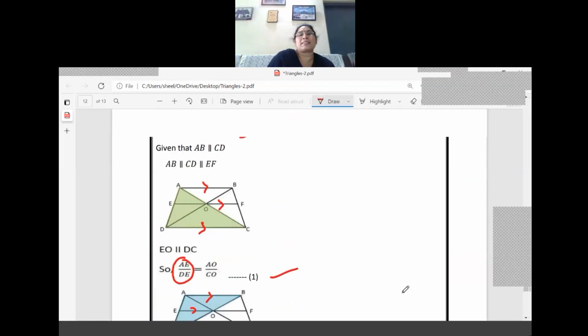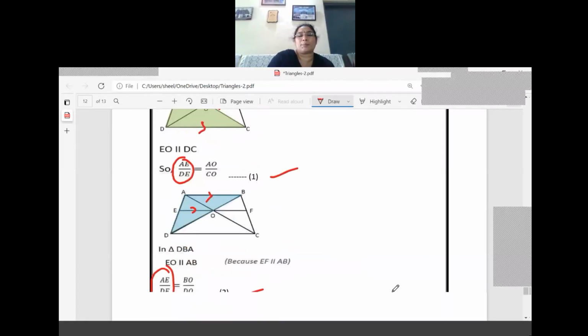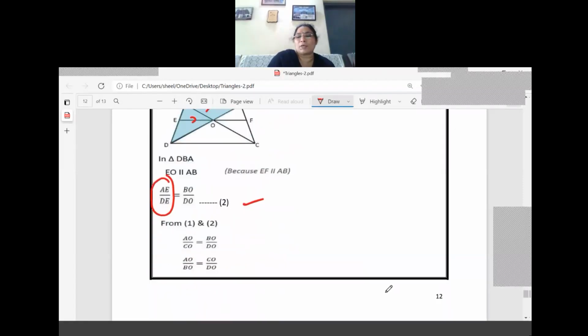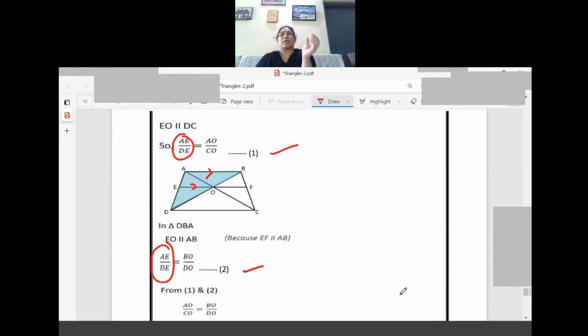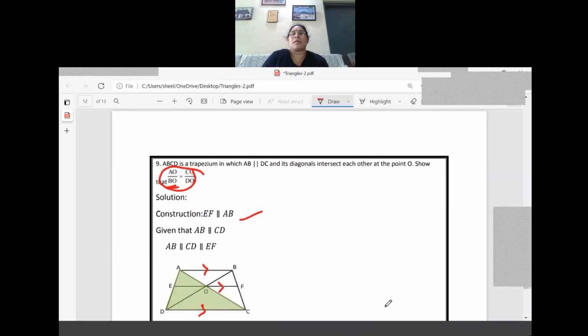But we want the answer in the form where the denominator is BO. So just cross multiplying and bringing it to that form, AO by BO equal to CO by DO, right? So once again, what is given is that ABCD is a trapezium in which AB is parallel to DC only. Now what is the next step we have? We have to prove that.